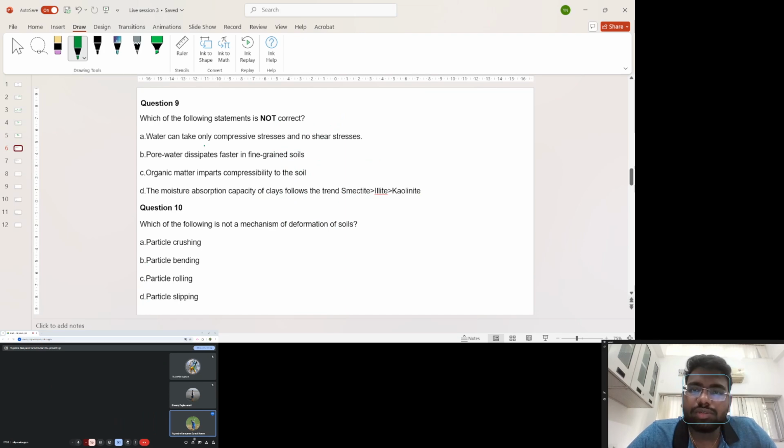Which of the following statements is not correct? Water can take only compressive stresses and no shear stresses. Pore water dissipates faster in fine-grained soils. Organic matter imparts compressibility to the soil. Moisture absorption capacity of clays follows the trend: smectite greater than illite greater than kaolinite. Which of the options are not correct?